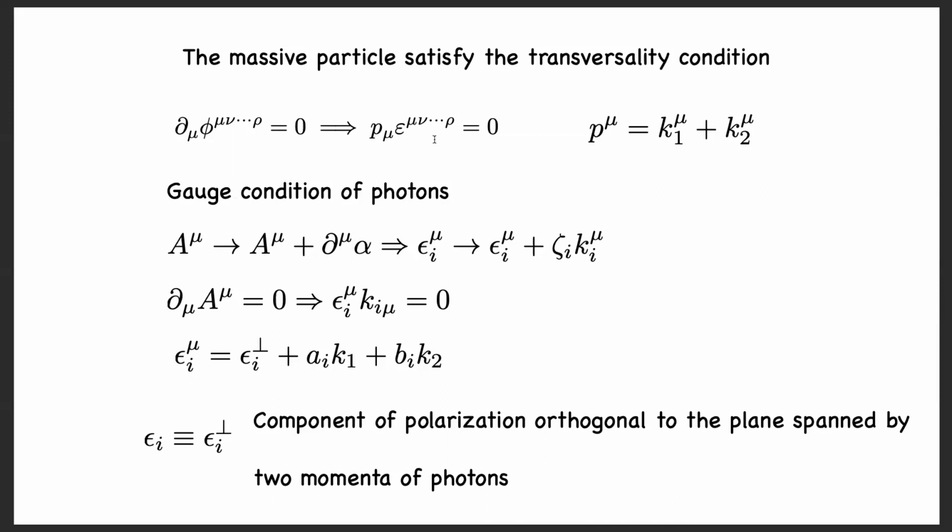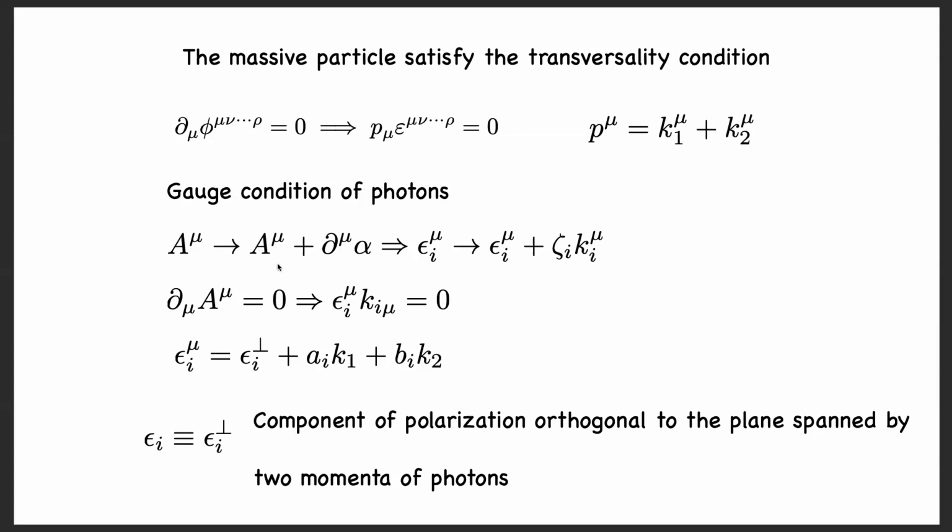So let's say you construct a space which is orthogonal to the momentum p of this massive particle. Then the symmetry group is SO(d minus 1) of the space orthogonal to p, and the particles are irreducible representations of that SO(d minus 1).